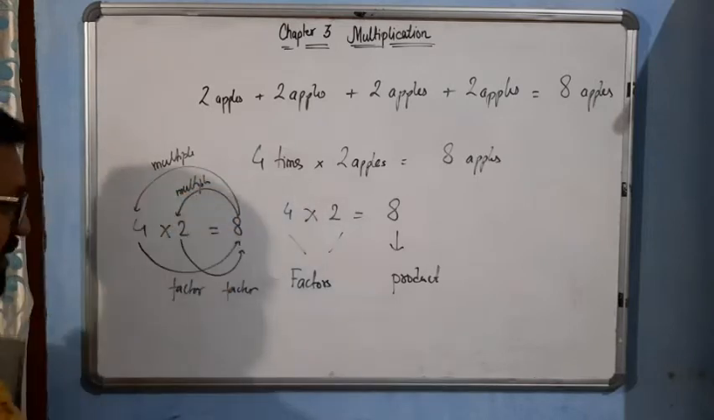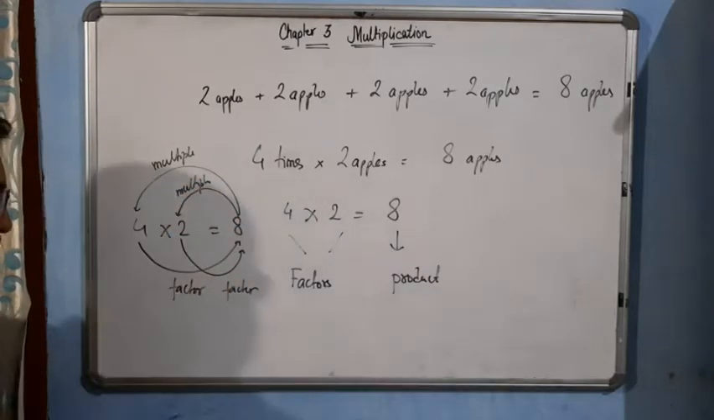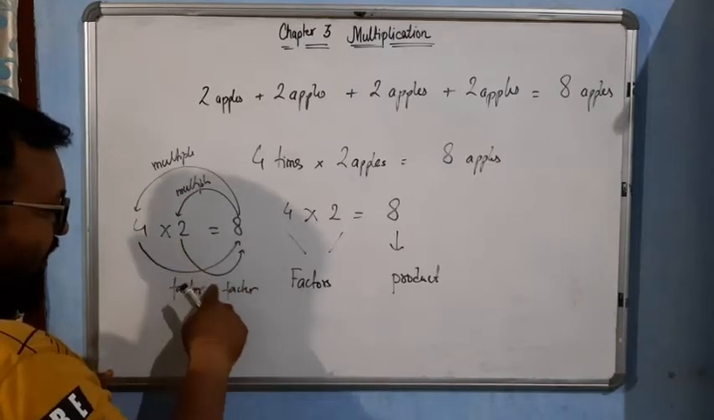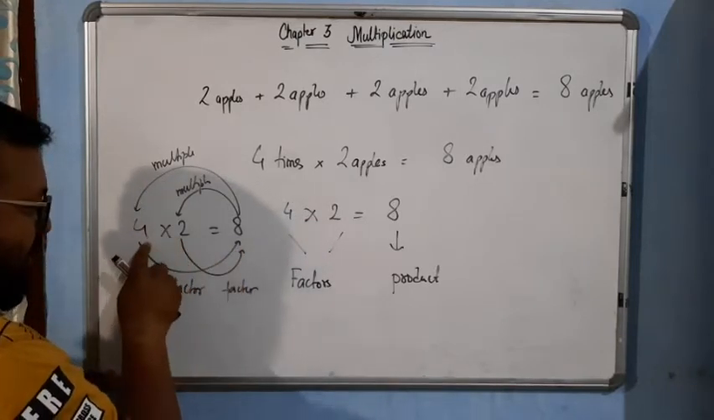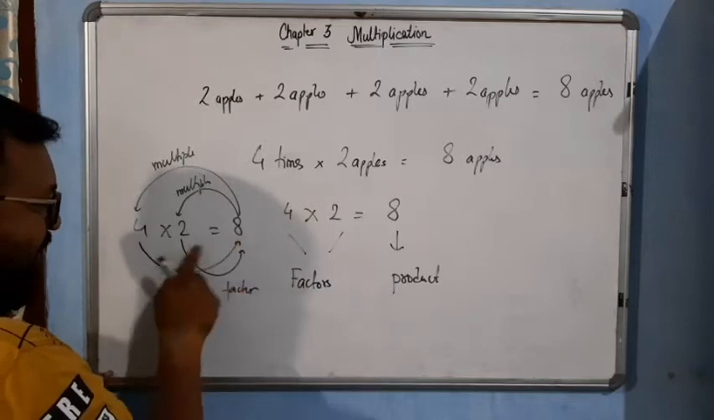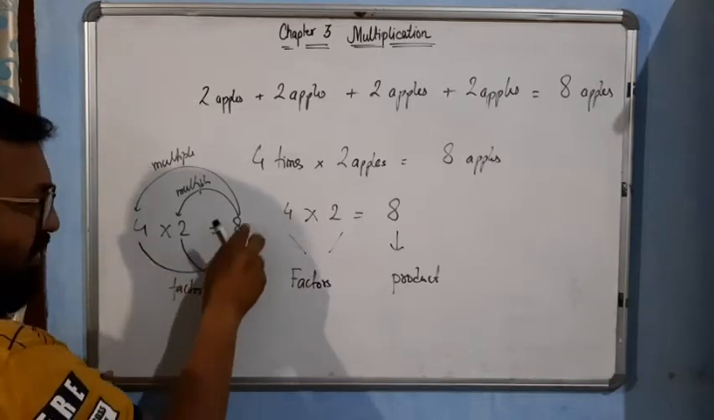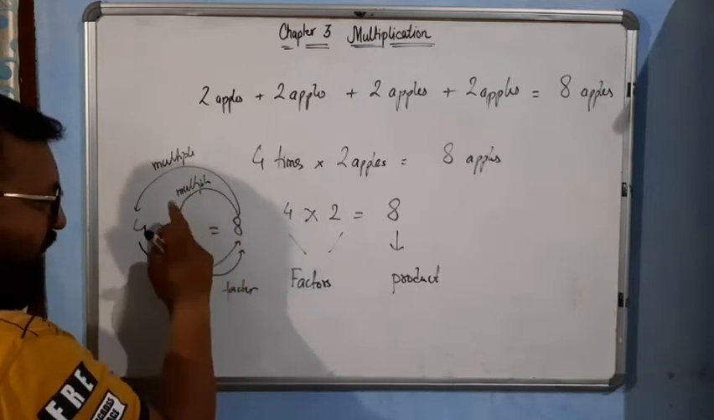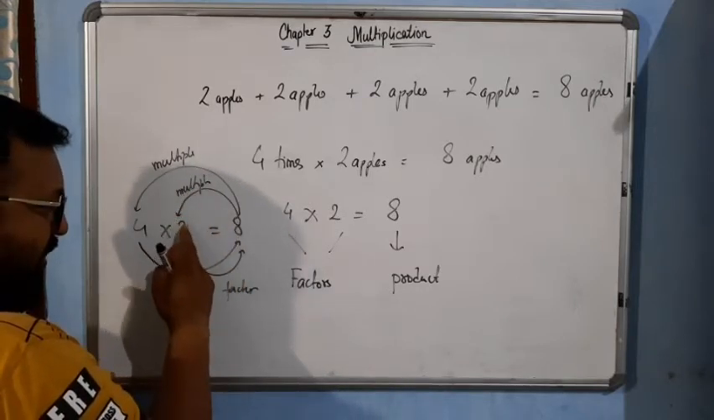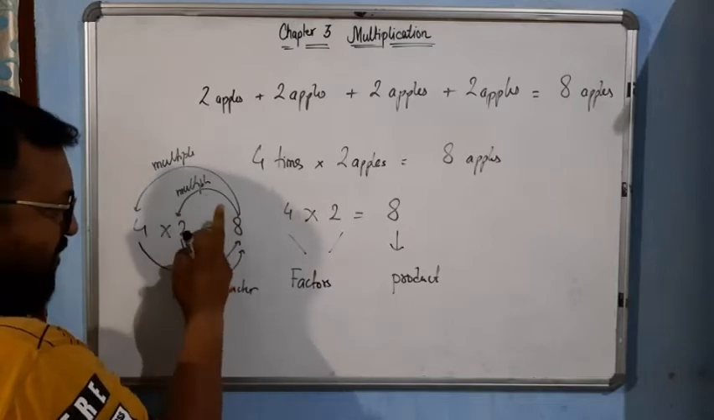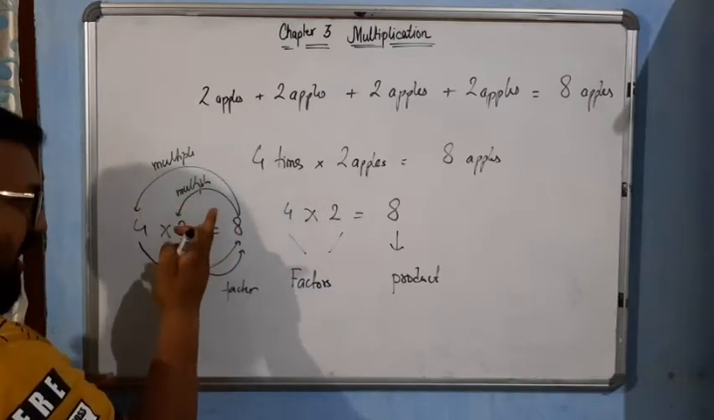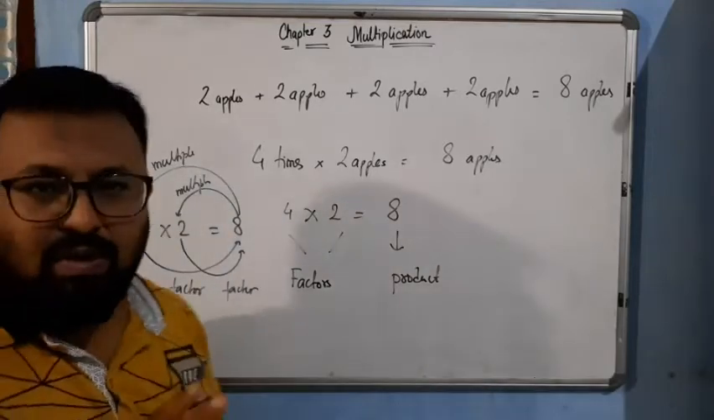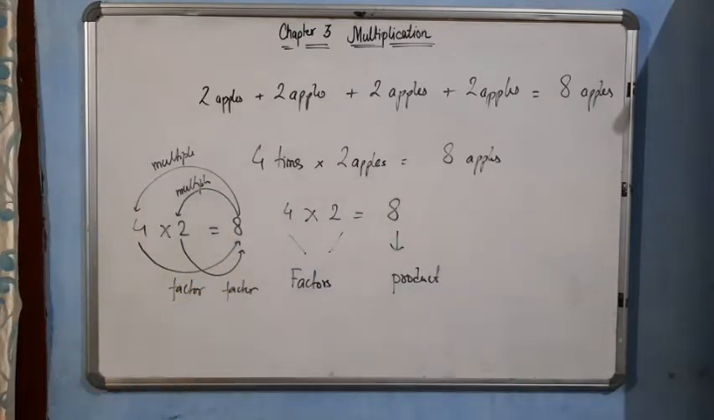It means 4 is the factor of 8 and 2 is the factor of 8, means whenever we multiply the two numbers we will get 8, and those two numbers are known as what? Factors of this product. And 8 is the multiple of 2, means whenever we multiply 2 with something we will get 8. So 8 will be the multiple of 2. Same thing, 8 is the multiple of 4. Now there are some facts about factors that we need to know. Let's see here.